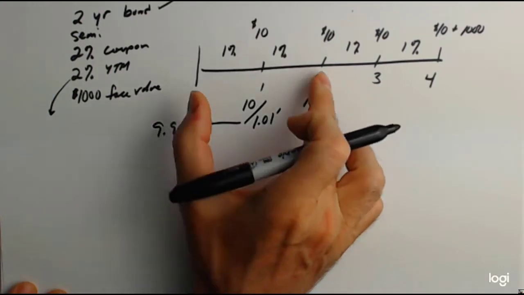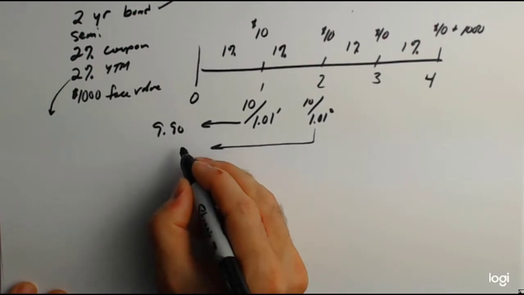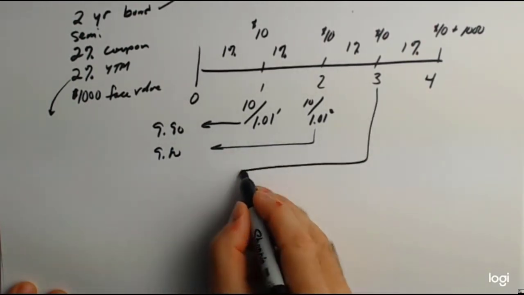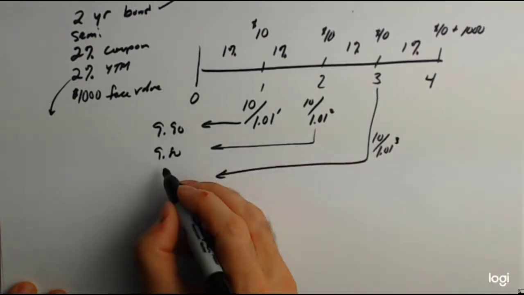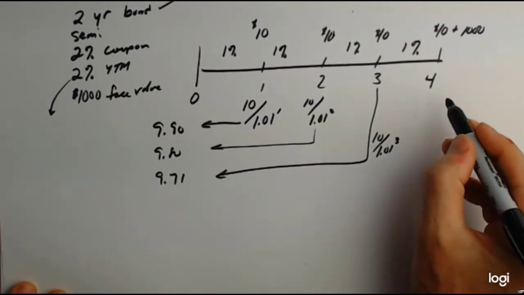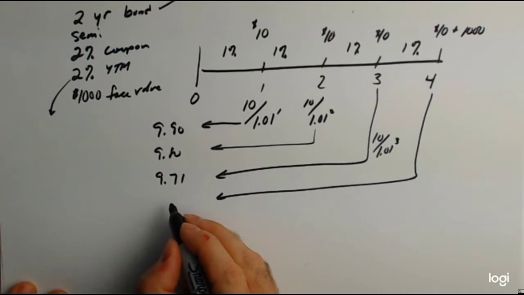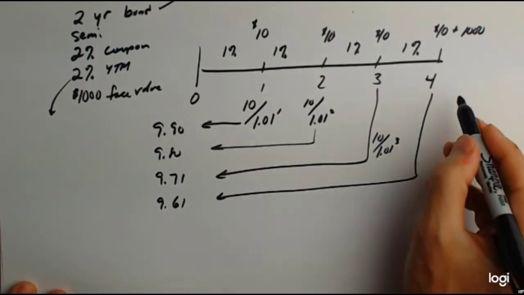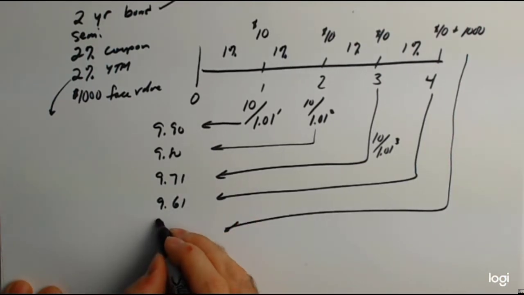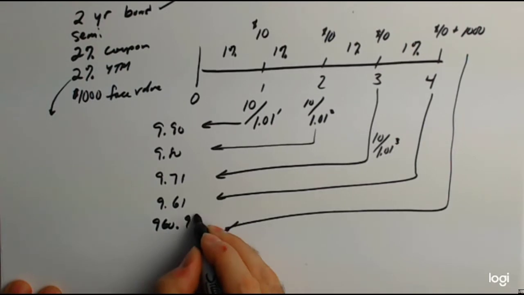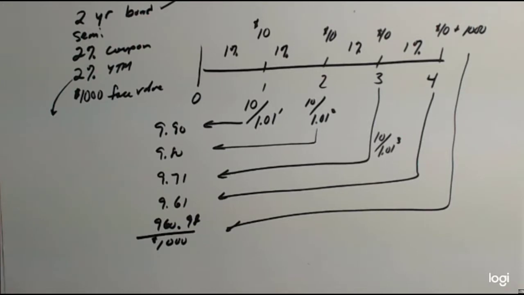Except now it's 2 periods. You're going to get this $10. What's the present value of that? Well, it turns out to be $9.80. And if we continue here, 10 divided by 1.01 to the 3rd power, $9.71. And then we take this $10 right here, and we get $9.61. And then we discount the $1,000 back. We get $960.98, and that adds up to exactly $1,000. So the bond is set up.